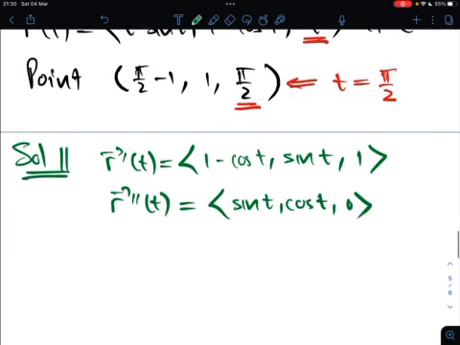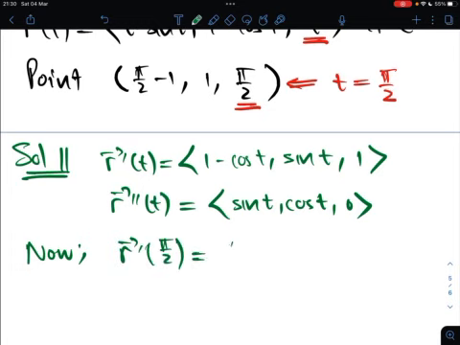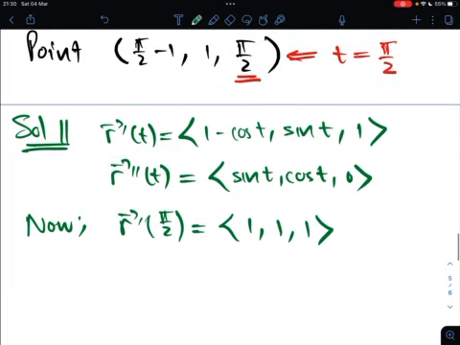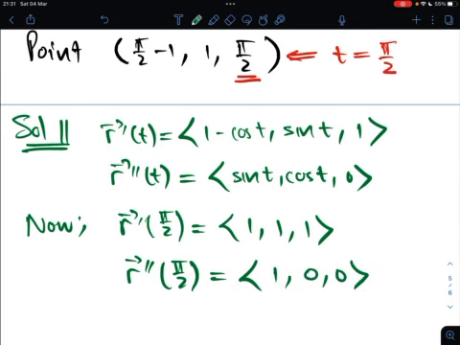Now we evaluate these two at the given parameter value. I have to find r prime at the parameter value of pi over 2. When you put cos pi over 2, you get 0, so you just get 1 as your result. And when you put sin pi over 2, you get 1, so you get 1 and 1. What about r double prime of pi over 2? You put sin pi over 2, you get 1, and here you get 0. So this is what we have.